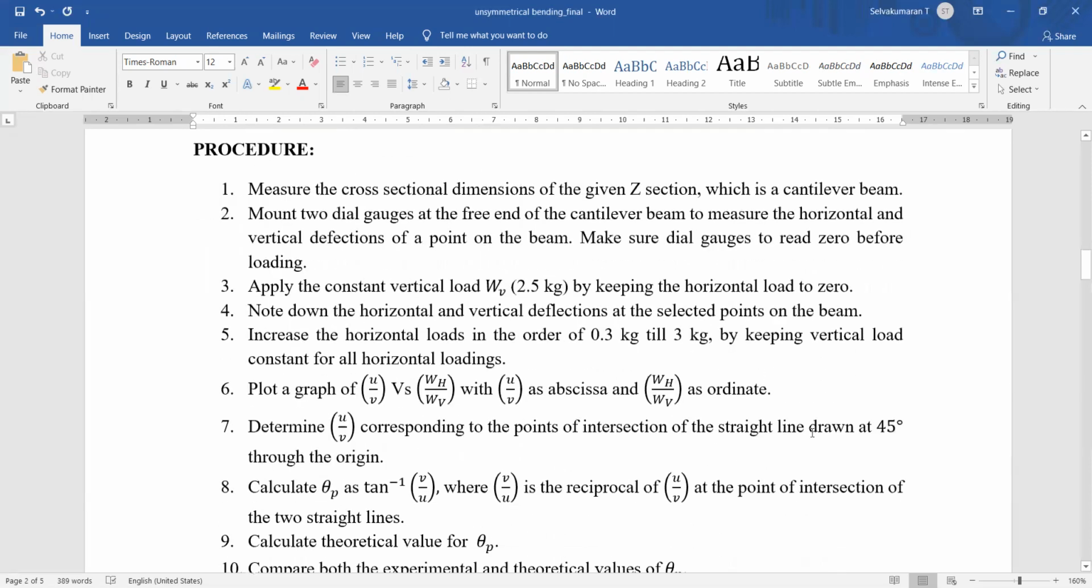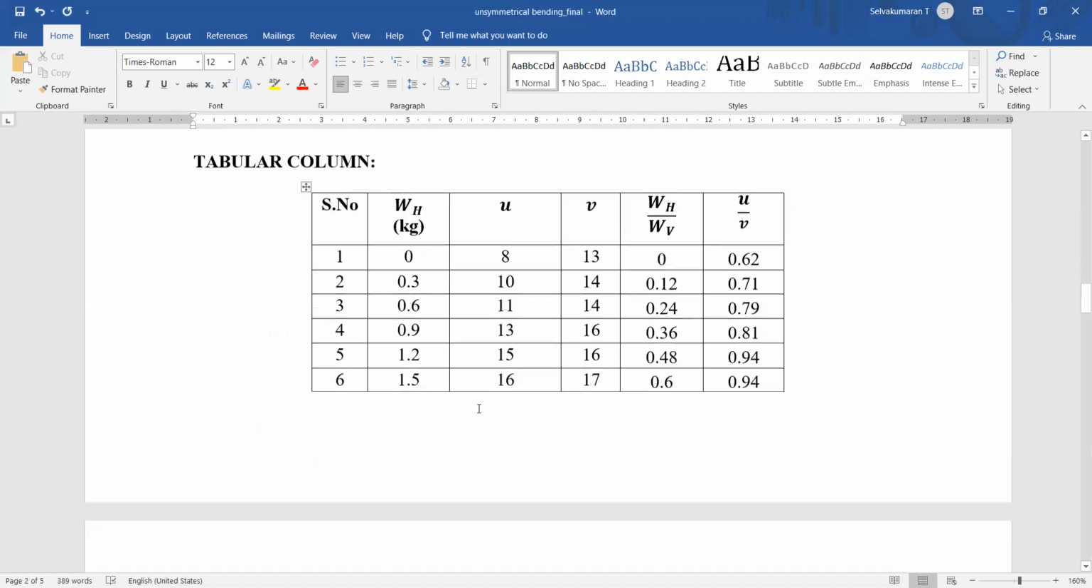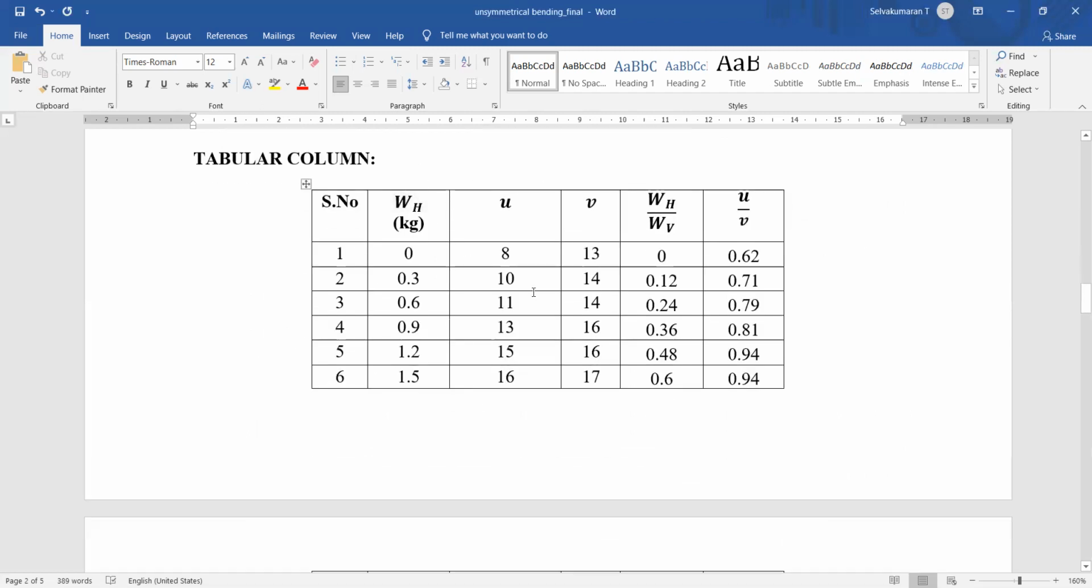The procedure is what I have explained: the vertical load remains constant at 2.5 kg, and we add 0.3 kg to the horizontal hook until we reach 3 kg. We have to note down the U readings and V readings, that is, the horizontal and vertical displacement. WH represents the horizontal load, and WV represents the vertical load, which remains constant throughout our experiment. This is the tabular column showing the readings.